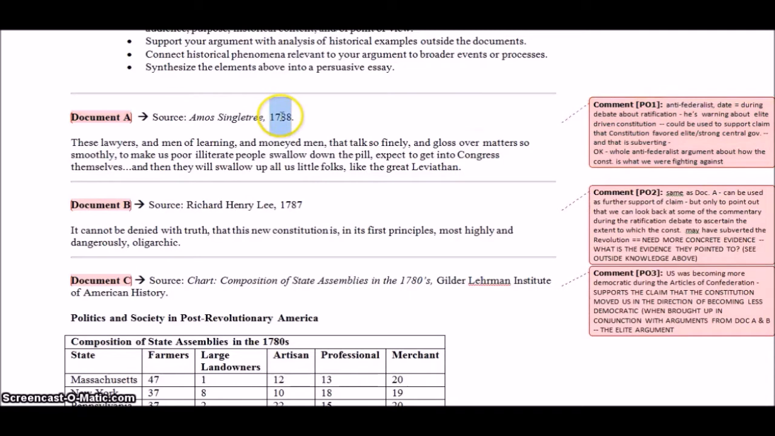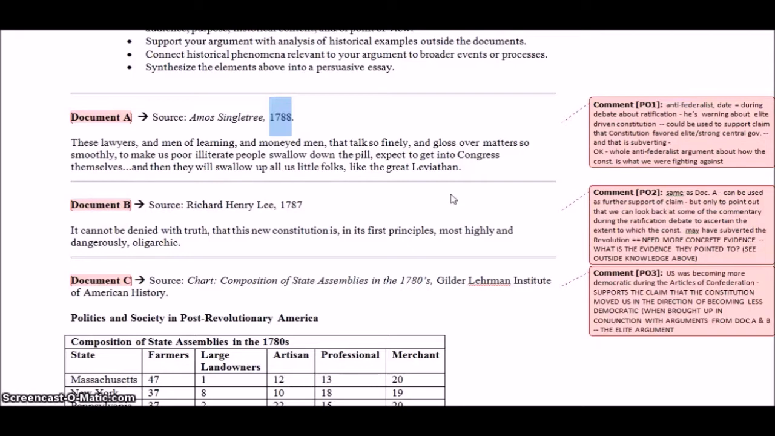Again, a hint was the date. And what it says in the actual document. So this was during the debate about ratification. He's warning about the elite-driven Constitution. And I could use this to support a claim that the Constitution favored the elite or a strong central government. And that, in fact, would be subverting the revolutionary era.